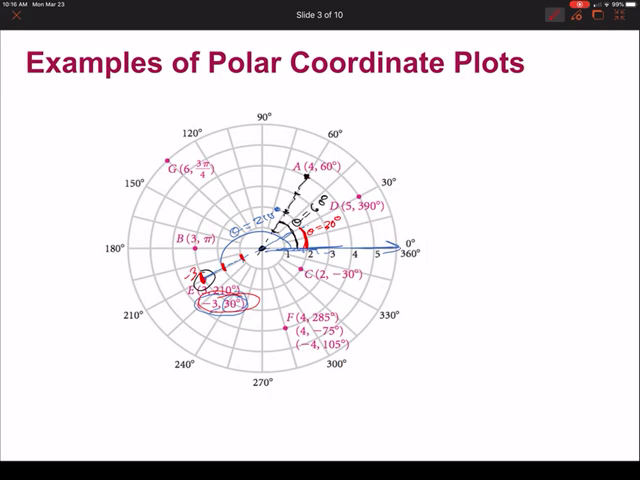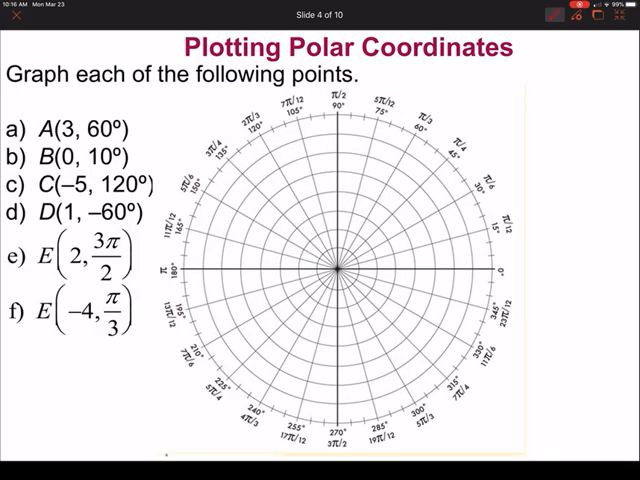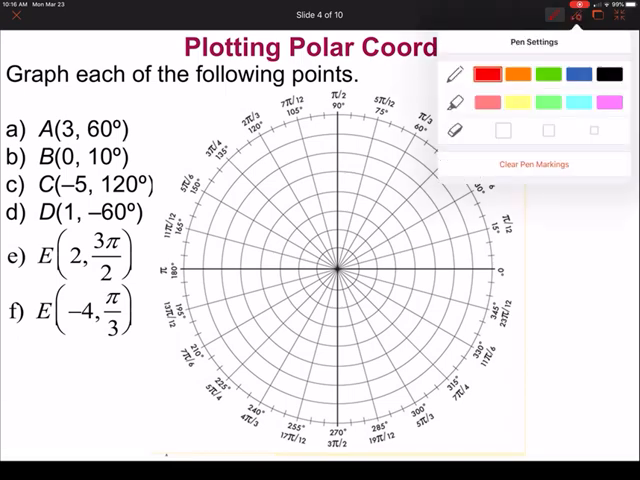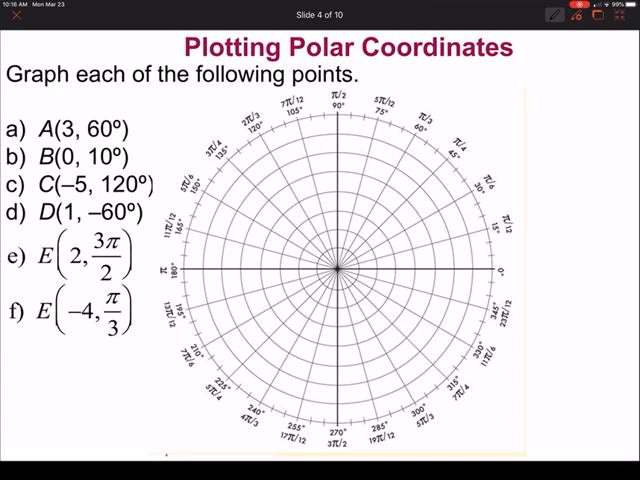So again, we're going to always go rotation first and then distance with polar coordinates. All right, let's do a couple here on our own. Let's take example A. As we want to plot the polar coordinates, let's go ahead and plot point A. It says radius is 3, so here's r, and theta is 60.